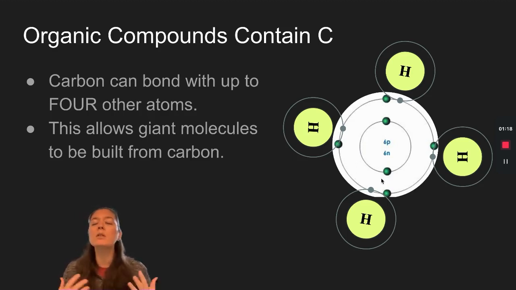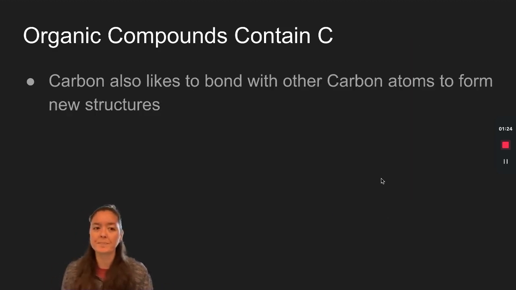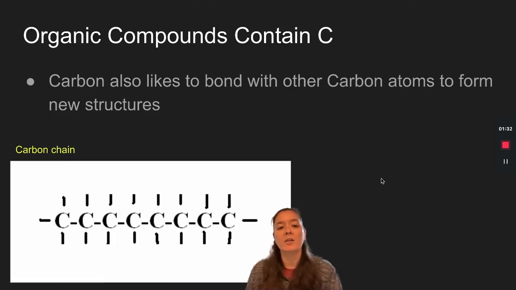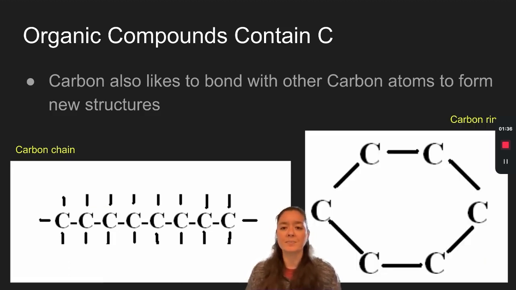This allows really big, gigantic molecules to be built from carbon because there are so many places for other atoms to attach. Carbon also likes to bond with other carbon atoms to form new structures. 2 of the most common are carbon chains, like we see here, and carbon rings.